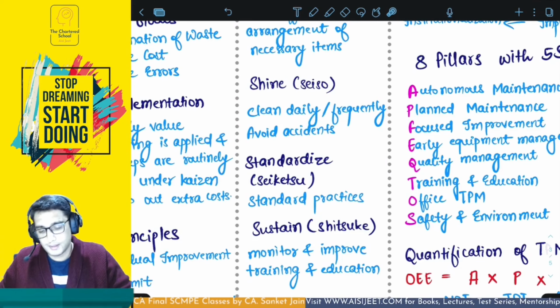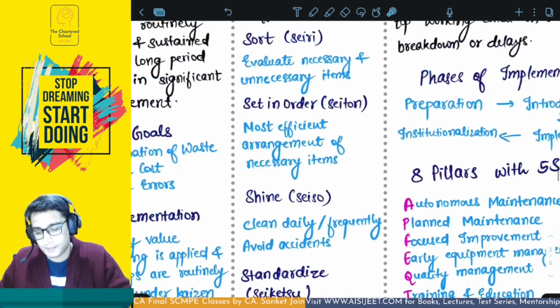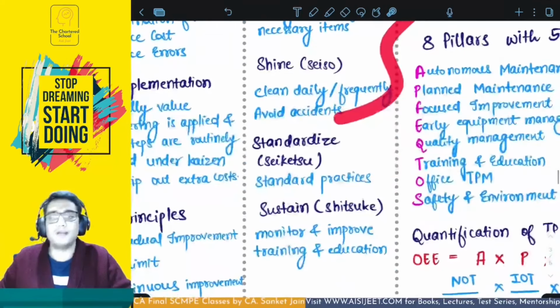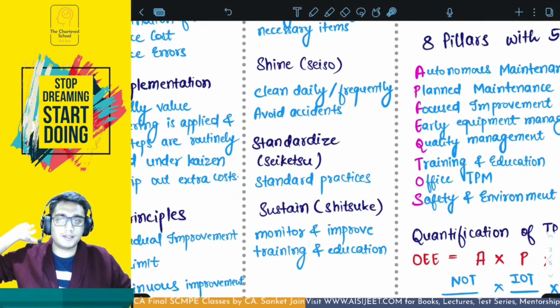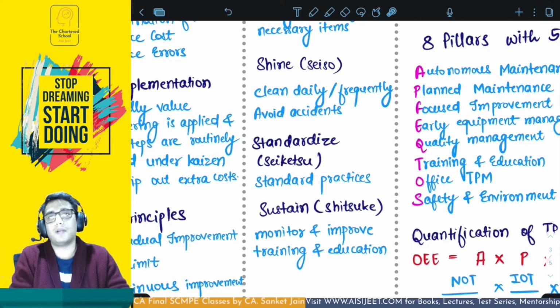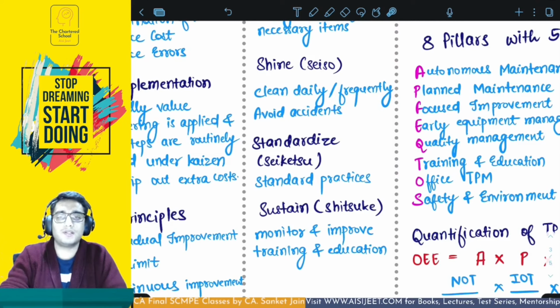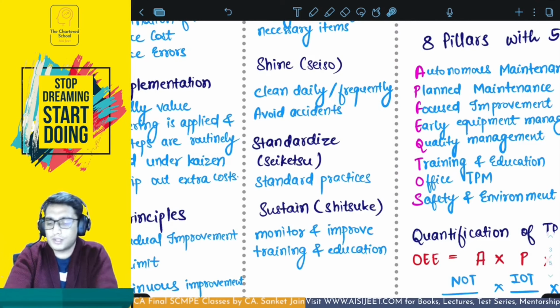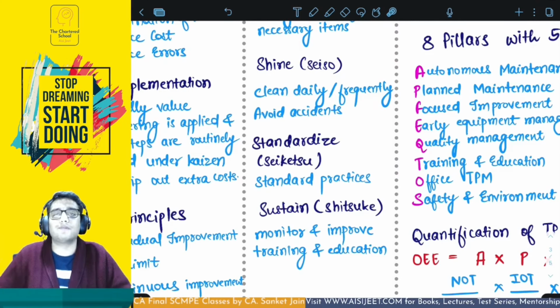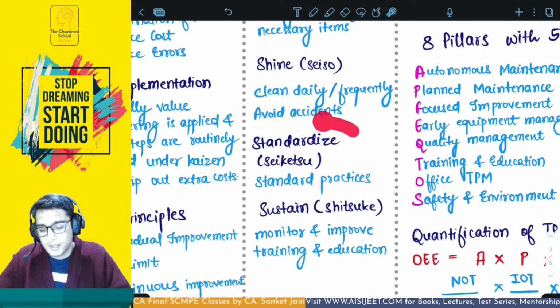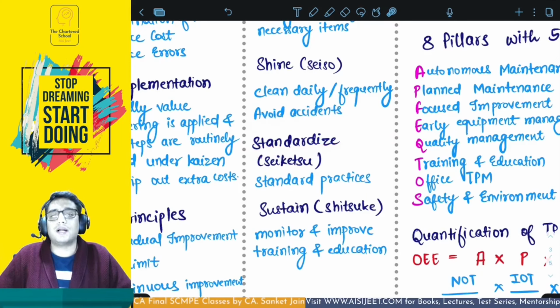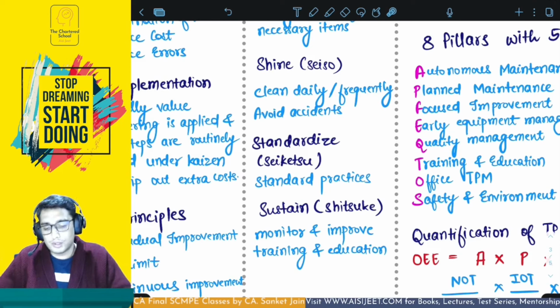Next is standardize. These practices that you have developed should be standardized in some way. You need to standardize these processes so that they can be applied by each and every person in your organization. The Japanese word for it is seiketsu. You don't have to remember the Japanese word. I'm just mentioning them for the sake of information. But what you have to remember is the English name. So standardize is basically seiketsu. Standardize means that you need to establish a standard practice. You need to document it so that everyone in your organization can follow the same practice.